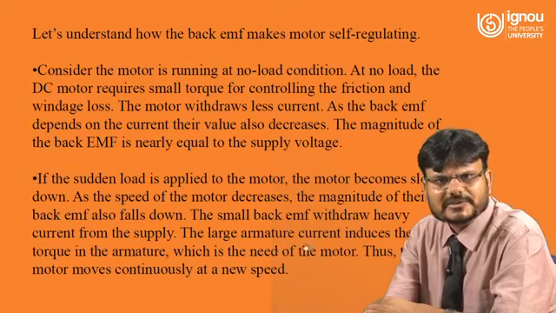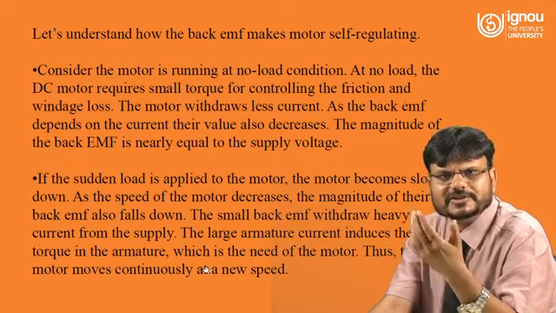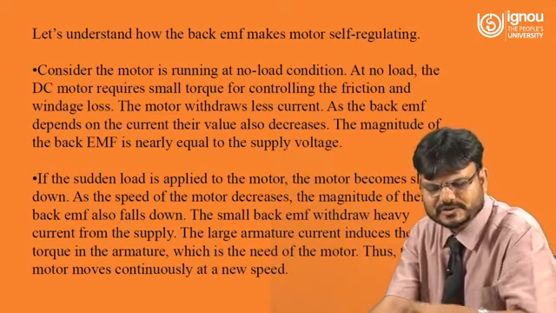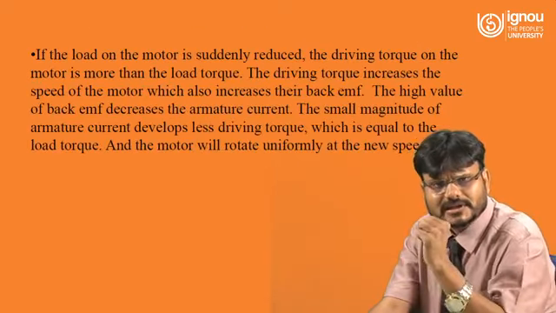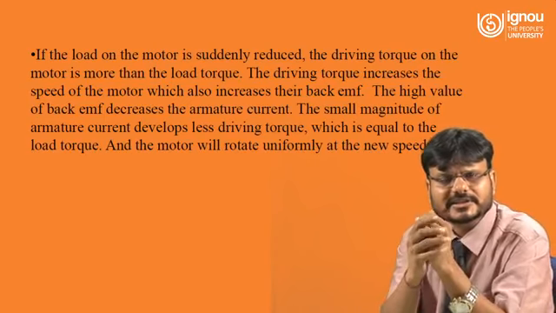The large armature current induces a large torque in the armature, which is what the motor needs. So the motor moves continuously at the new speed. The third condition is what? When the load is suddenly reduced.